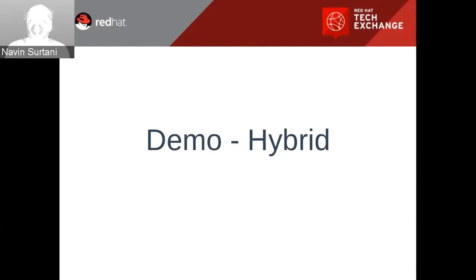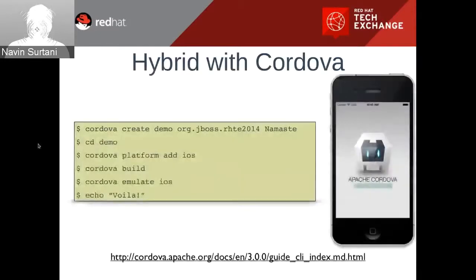The next one is the demo on hybrid. Typically here we'll use Cordova, and it's as simple as the following command line. You need obviously to download Cordova. It's available for iOS, for the Apple ecosystem. If you run Linux or Windows, you can download Cordova. It's as simple as creating your demo project.